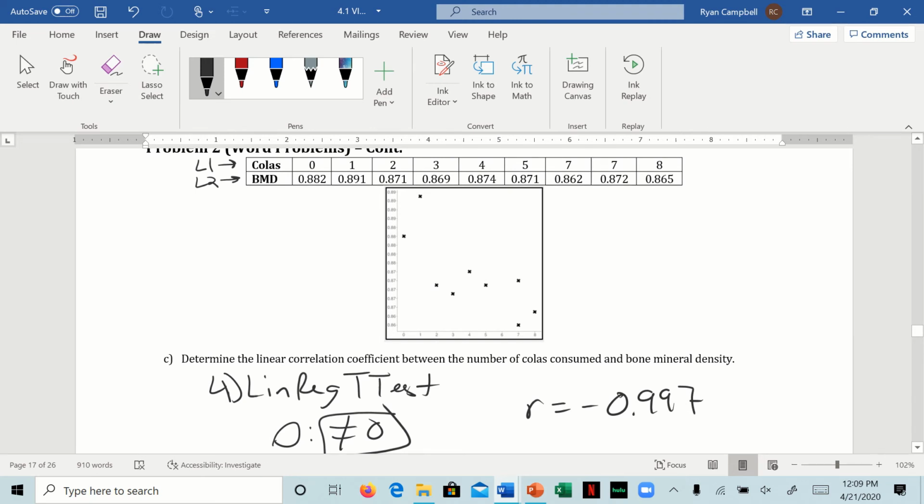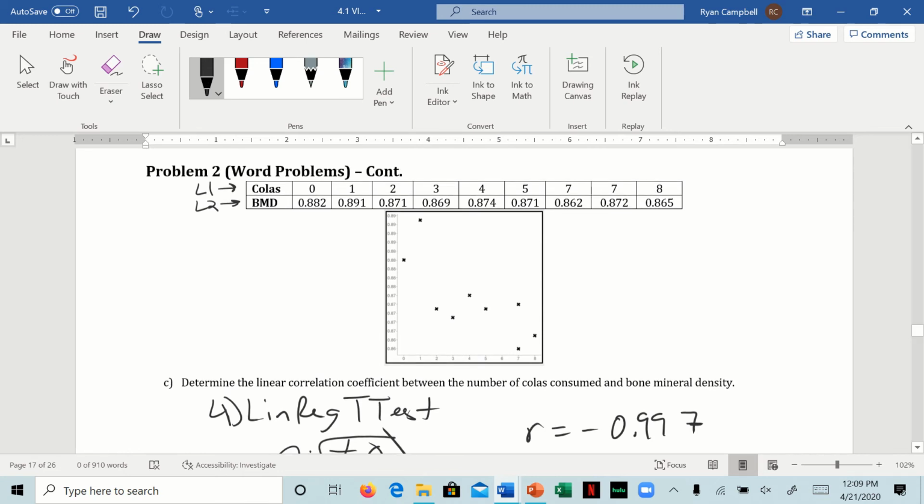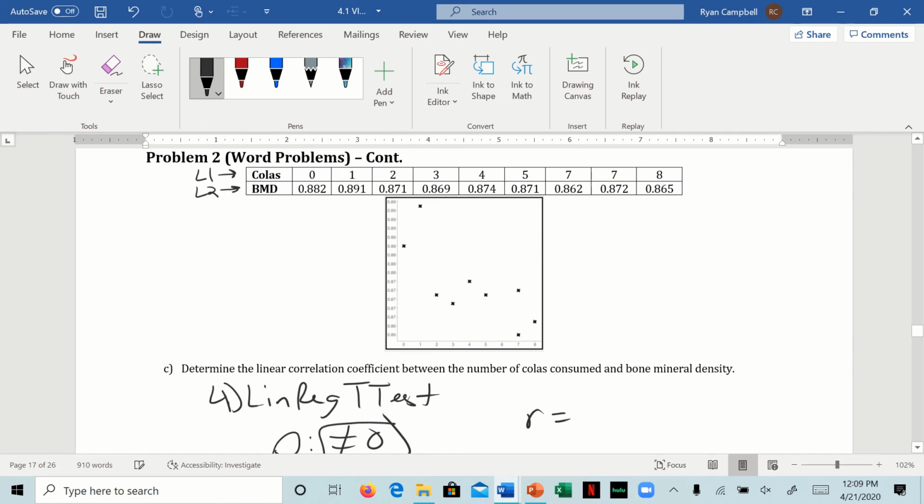Really? That doesn't make sense. I'm going to need to double check this. Because 0.997 is really close to a line. This, though it looks pretty linear, is definitely not really close to a line. So I think I'm going to need to double check that in real time with you guys. All right, so we said L1 was colas, and L2 was the bone density.